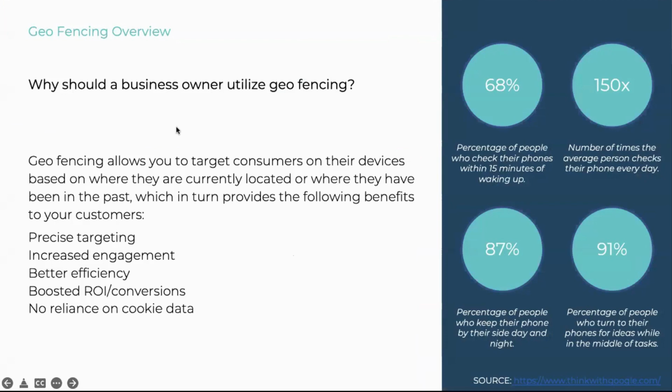First, a reason you might consider utilizing geofencing is that it allows you to target customers on their devices based on where they are currently located or where they have been in the past, which in turn provides the following benefits to your customers: precise targeting, increased engagement, better efficiency, boosted ROI, and we also don't have to rely on cookies.